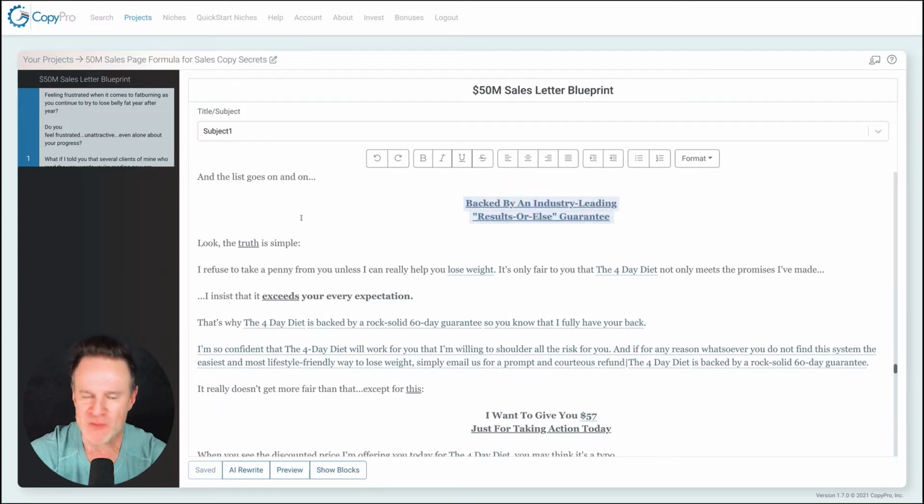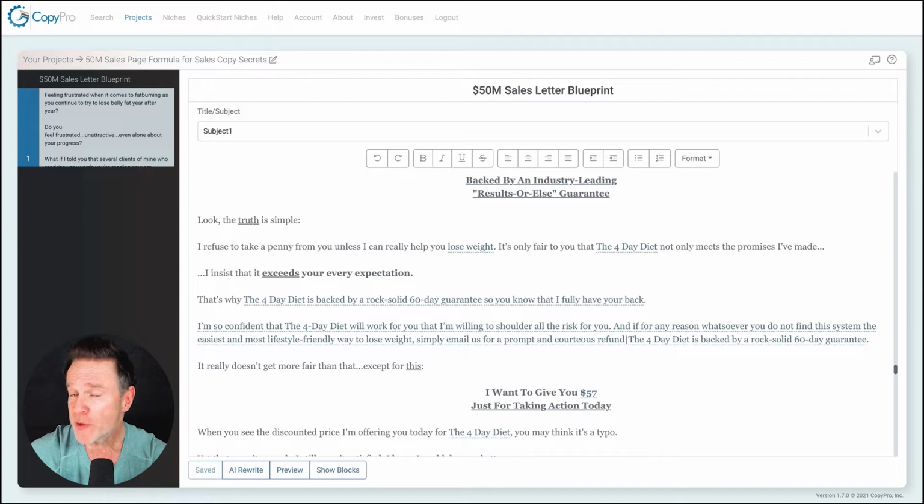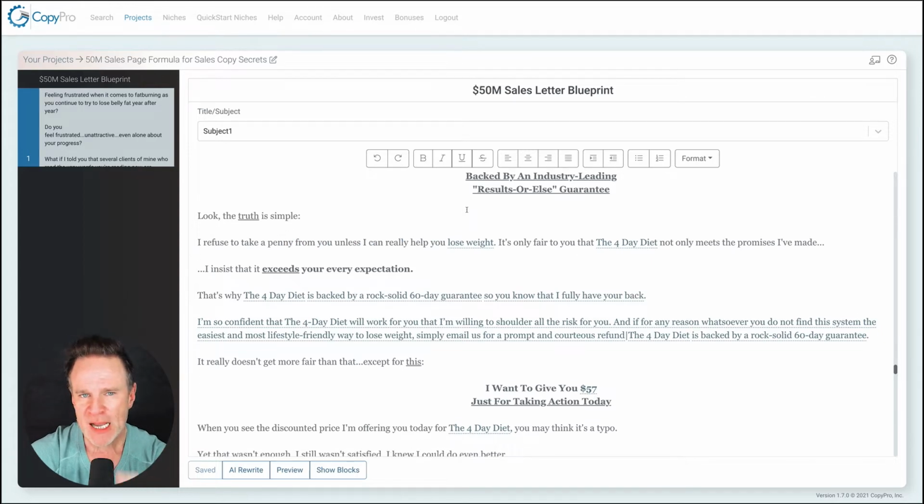So here's how I introduce my guarantee. Look, the truth. Notice the lines, the words I'm underlining and bolding in here. I'm using NLP a lot. Truth is one that I've underlined a lot. I refuse to take a penny from you unless I can really help you lose weight. I love that as a frame.